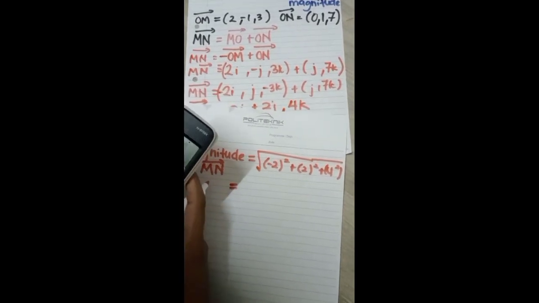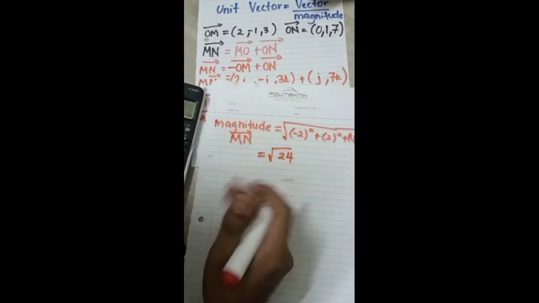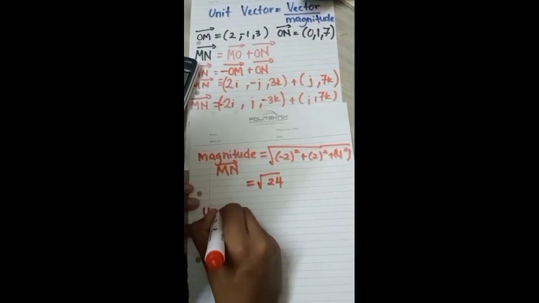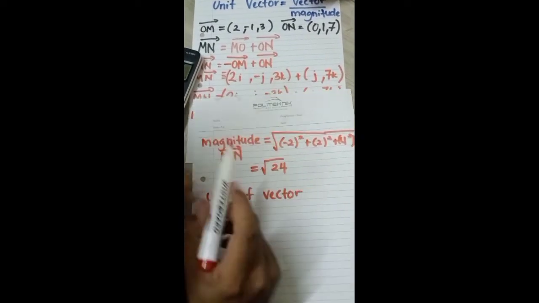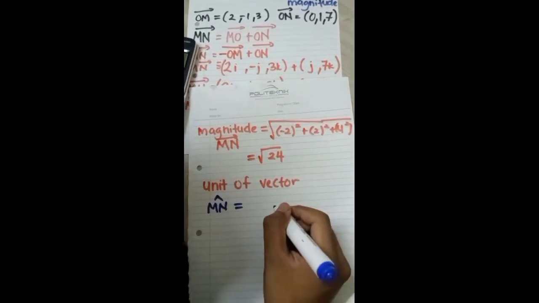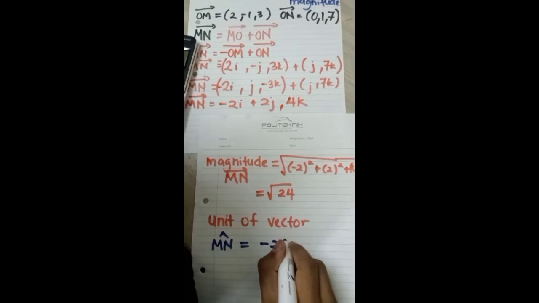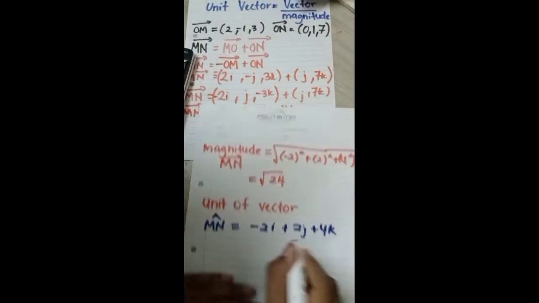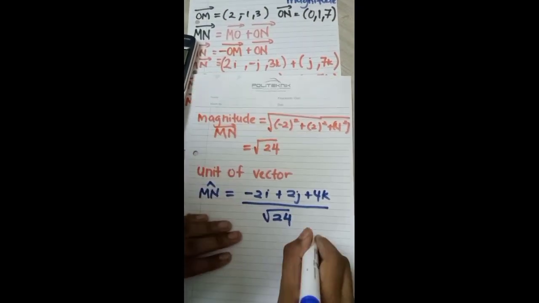Now we just put it in the formula. The formula of the unit vector, like I said, is the vector divided by the magnitude. The vector is negative 2i plus 2j plus 4k, and the magnitude is square root of 24. So the unit vector is negative 2i divided by square root 24, and 2j divided by square root 24, and 4k divided by square root 24. So we get the answer.